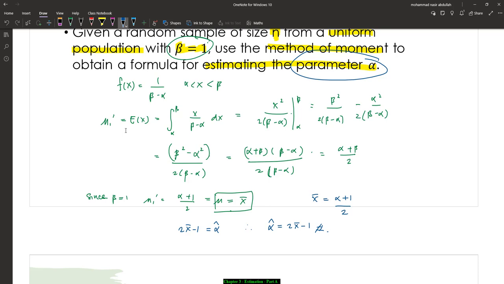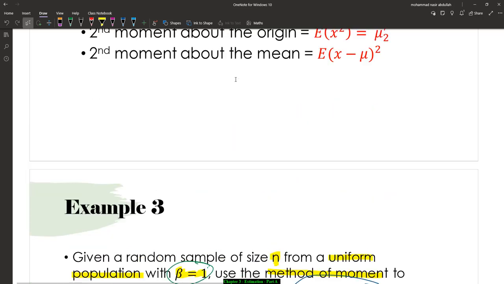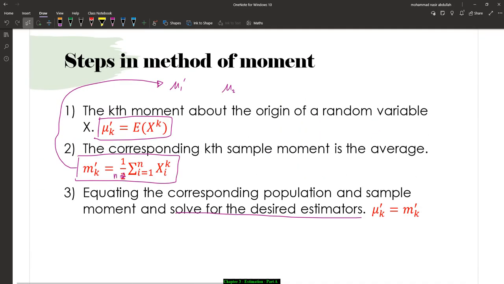Boleh? Right, okay. Any questions so far? Very simple step. So first step, kita find the first moment about the origin. Second is we need to find the sample statistics and then we equate the equation.